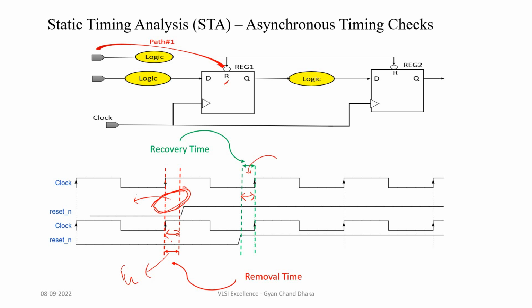The relation between synchronous timing checks and asynchronous timing checks is very simple. The synchronous timing checks are related to the synchronous pin of our flip-flop, and the asynchronous timing checks are related to the asynchronous pin of the flip-flop. So this is our constraint pin. In synchronous timing checks, our constraint pin is the data pin, which is synchronous, and in asynchronous timing checks, our constraint pin is the reset pin, which is asynchronous.